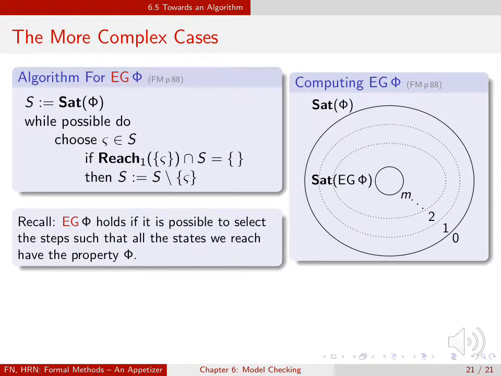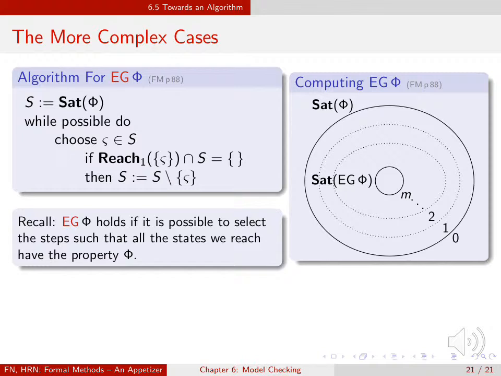Looking at one of the more complex cases, we shall look at EG of phi. This is a formula that says that from the current state there is a path upon which phi holds all the time. The approach we take is illustrated on the right. We start by looking at a set that is too large, namely all the states that satisfy phi, and gradually shrink it by throwing out offending elements until it can't be shrunk anymore. What is left will turn out to be the set of states that satisfy EG of phi.